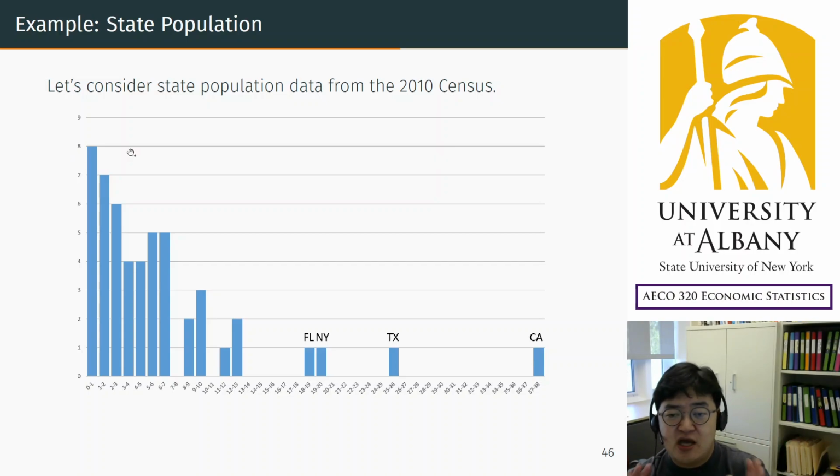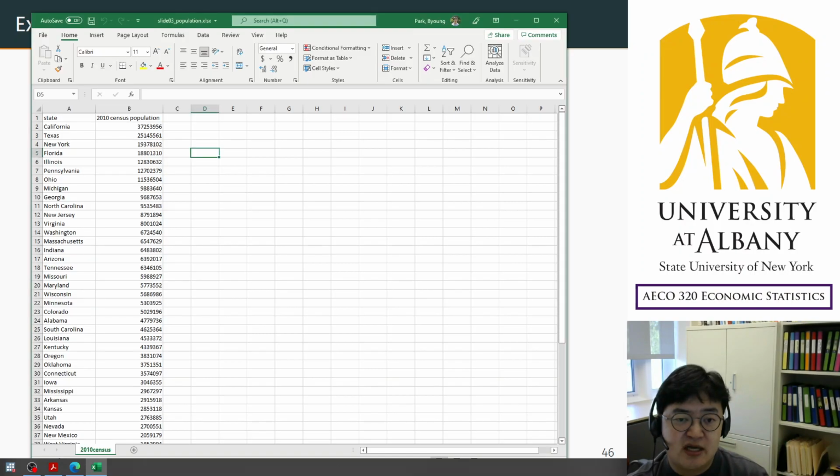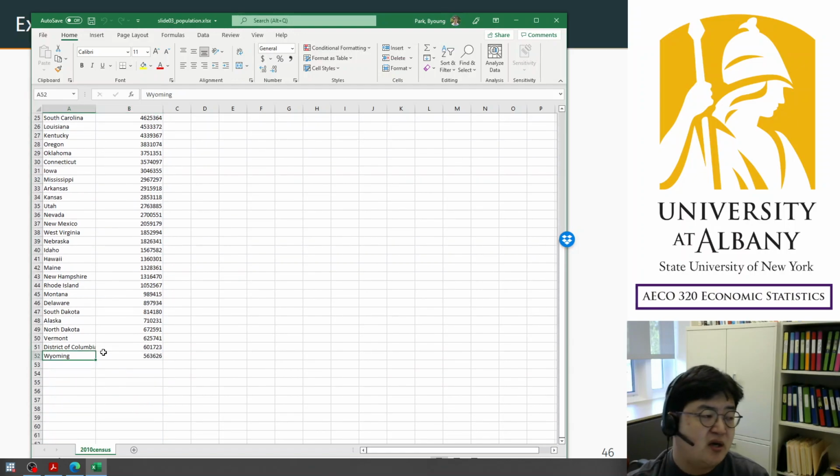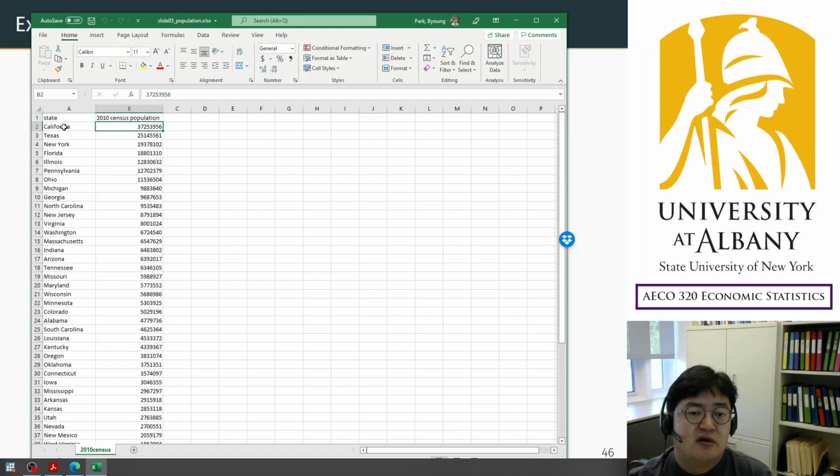Okay, so I can show you the real data. We have data from California, the largest one, down to Wyoming. By the way, DC is included as another state. It is larger than Wyoming and could be larger than other smaller states. Anyhow, there are 51 states, and they are ordered from largest to smallest in their 2010 population.